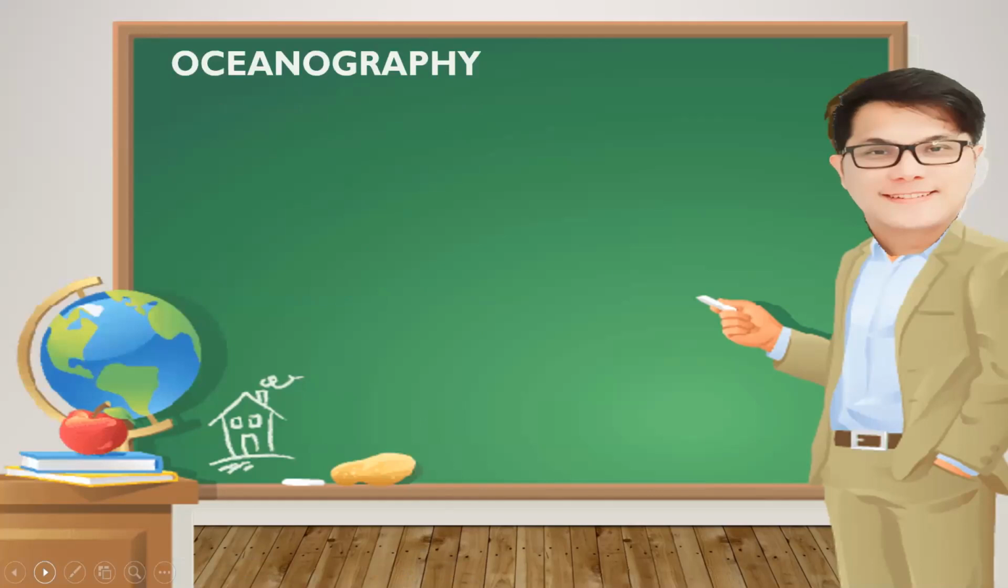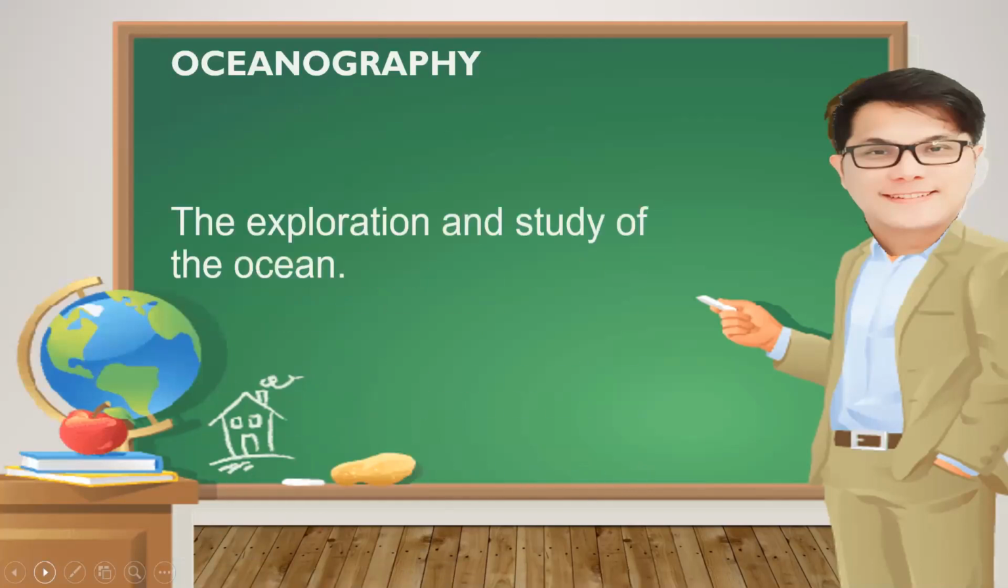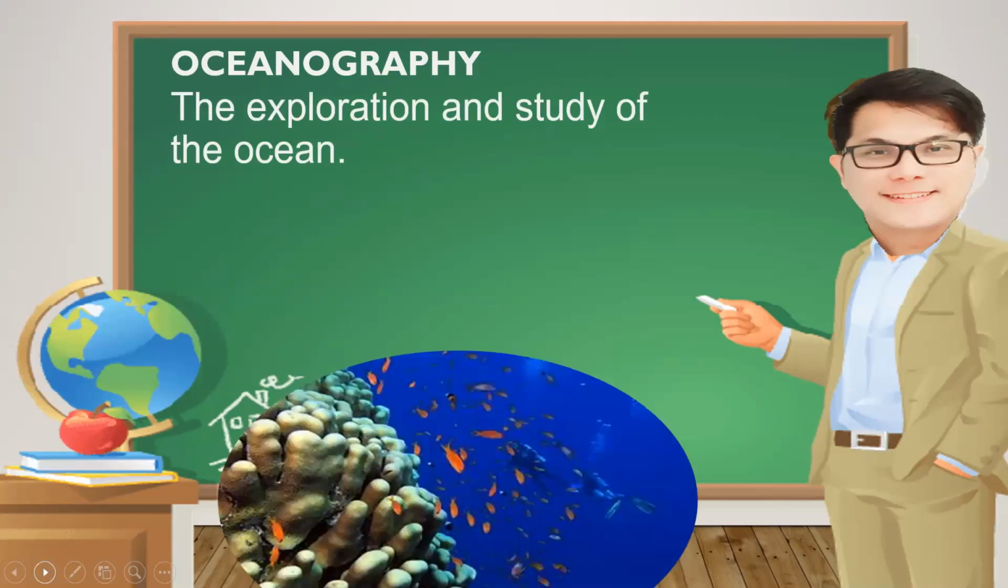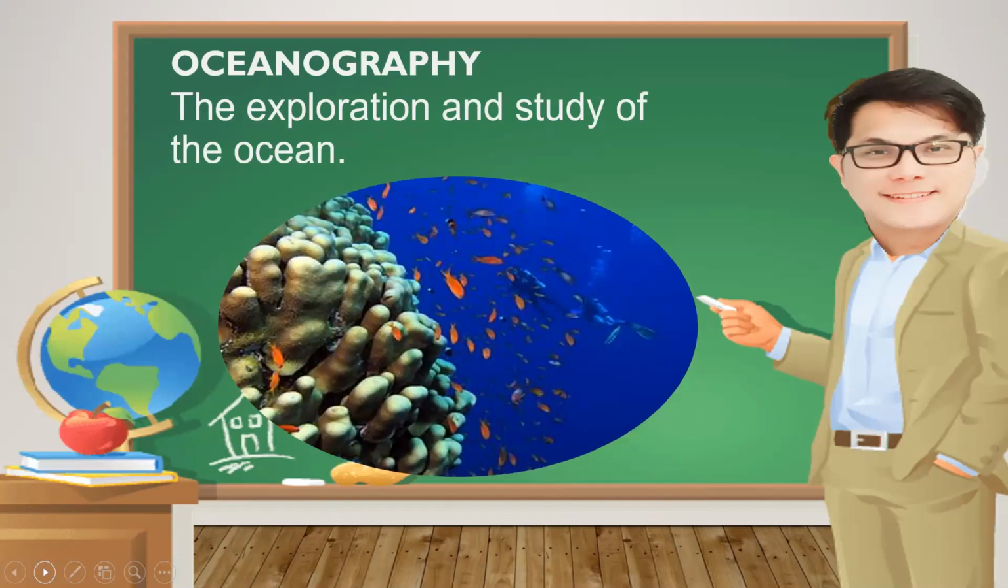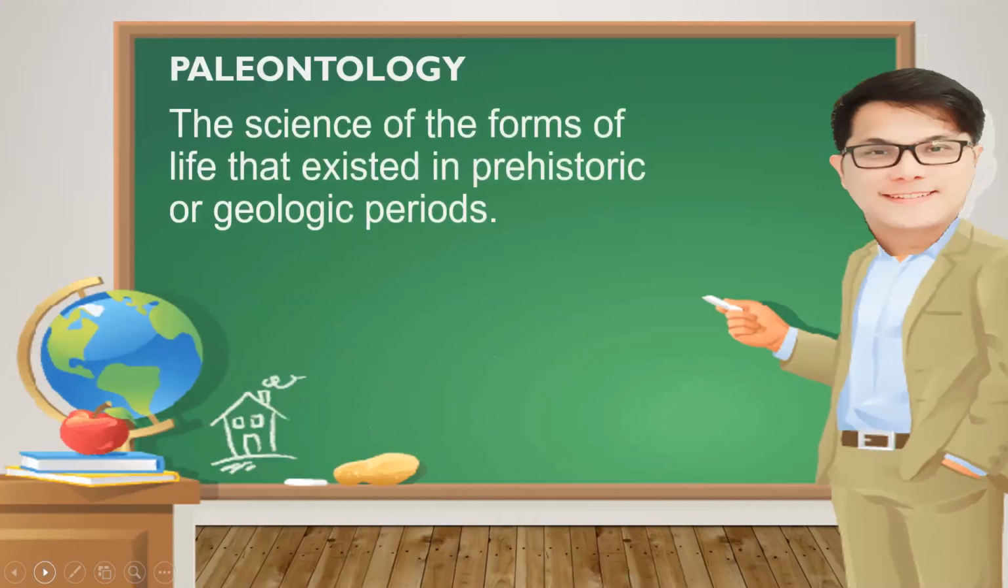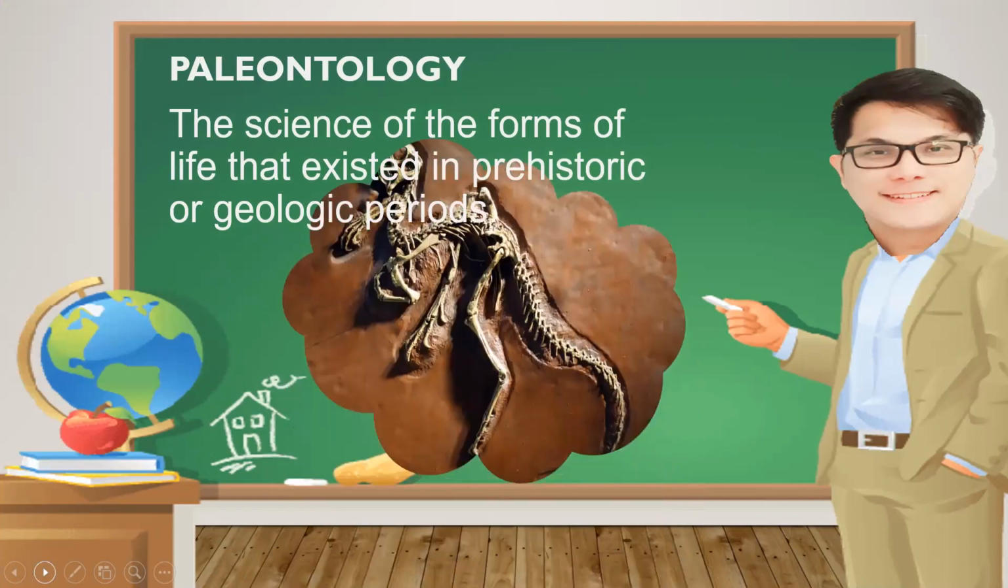Next, we have oceanography, the exploration and study of the ocean. All right. Next, paleontology, the science of the forms of life that existed in the prehistoric or geologic periods. What do you see in the picture? Correct. Dinosaur.